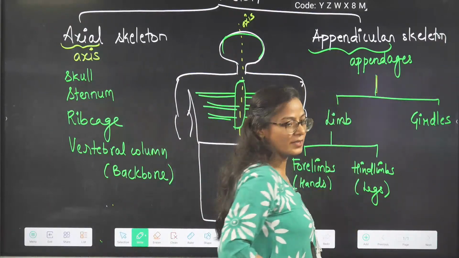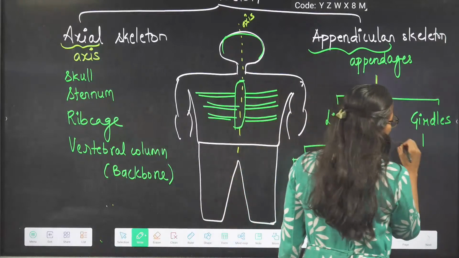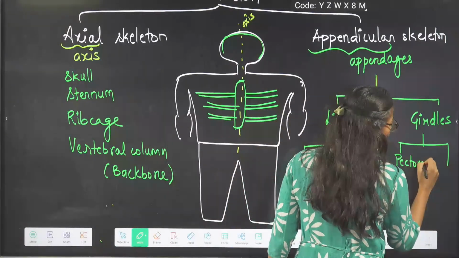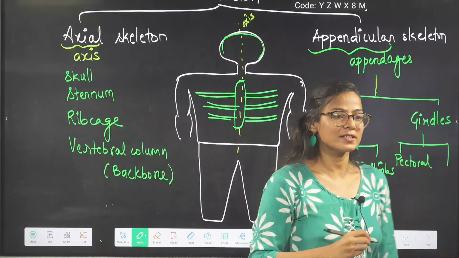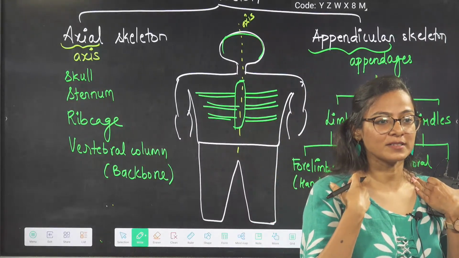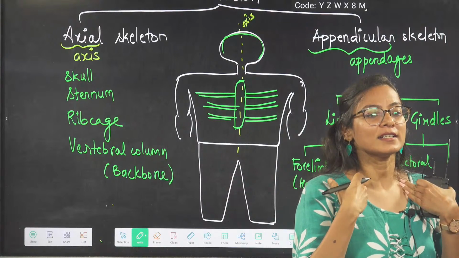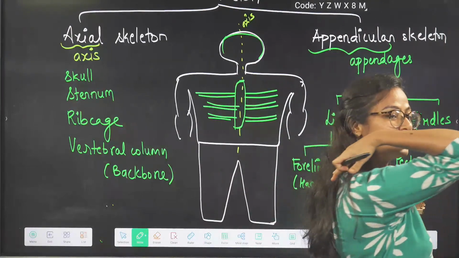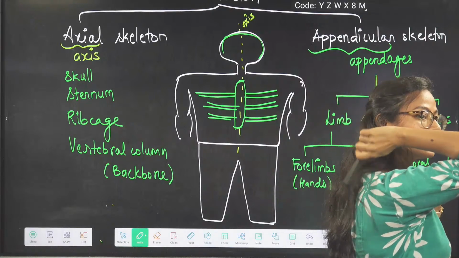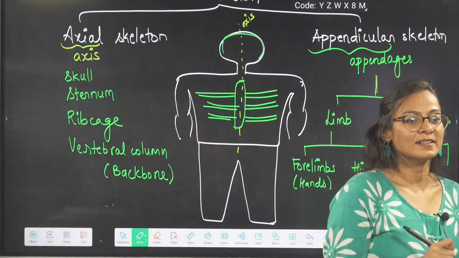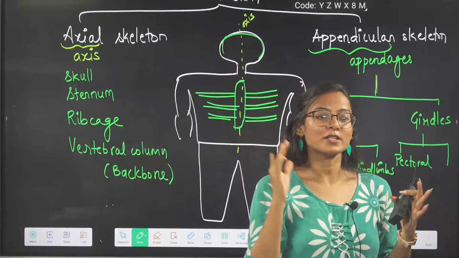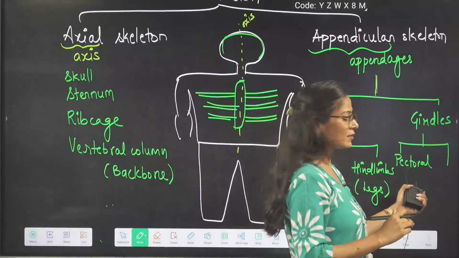Now talking about girdles, here we have two girdles. One is called the pectoral girdle. Now what is the pectoral girdle? See, here you have the sternum. Here also we have two bones. Yes, very good. Here this is the collarbone, and in the dorsal portion you have this triangular bone over here. So this collarbone and this shoulder bone are part of the pectoral girdle.